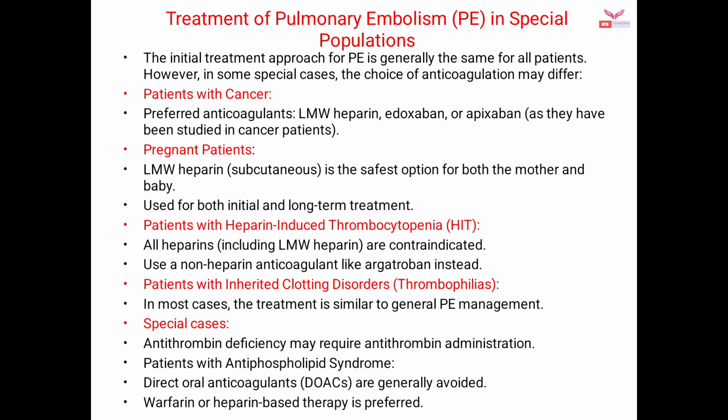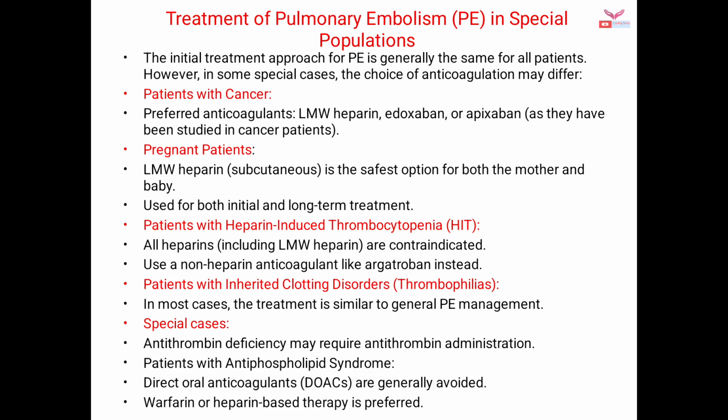Treatment of pulmonary embolism special population. The initial approach for pulmonary embolism is generally the same for all patients. However, in some special cases, the choice of anticoagulation may differ. Patient with cancer, here the preferred anticoagulants are low molecular weight heparin, edoxaban, apixaban, as they have been studied in cancer patients. For pregnant patients, low molecular weight heparin subcutaneous is the safest option for both mother and baby, used for both initial and long-term treatment.